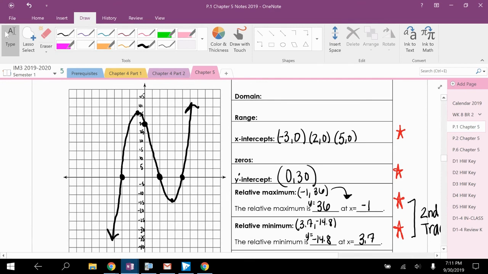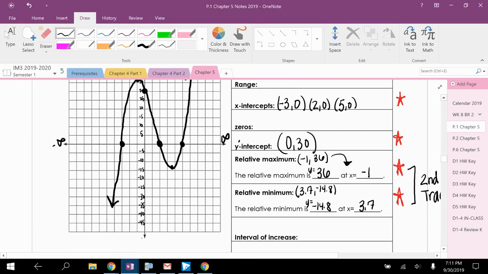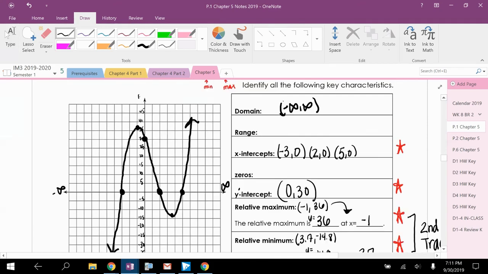So the domain and range is going to be just like what we did yesterday. What's really nice about the domain and range of cubics is that it's all real numbers because it goes forever to the left and it goes forever to the right. Sorry, my computer's a little delayed right now. So forever to the left, forever to the right. So all real numbers is my domain like we learned yesterday. The range, it's going to go forever to the bottom and forever to the top. So again, all real numbers here.